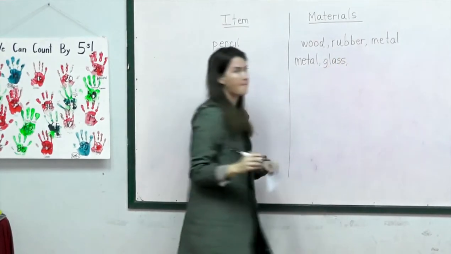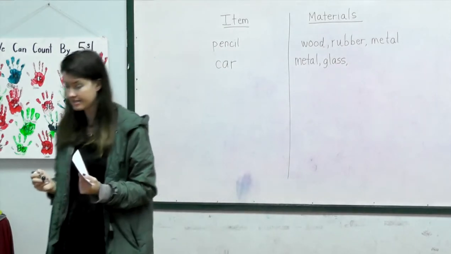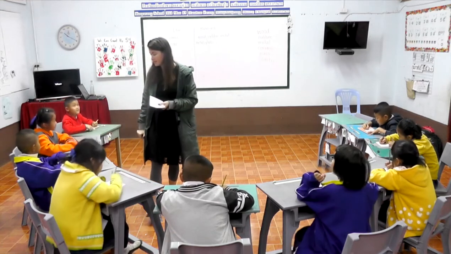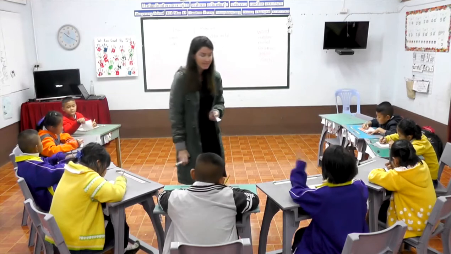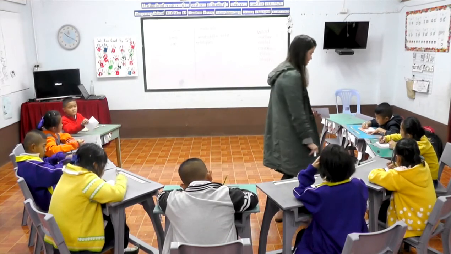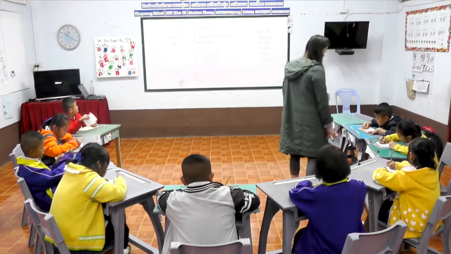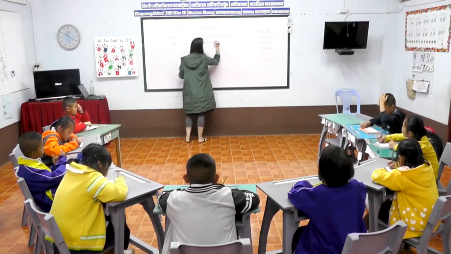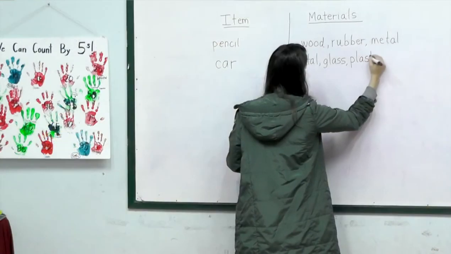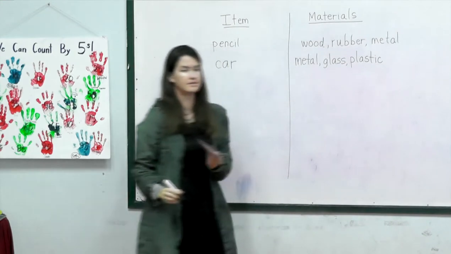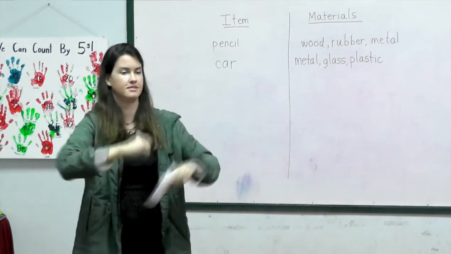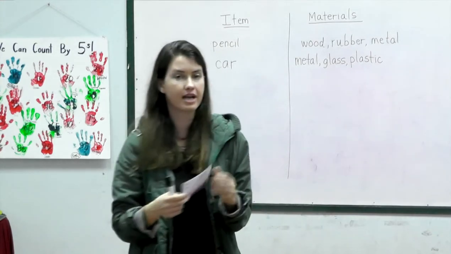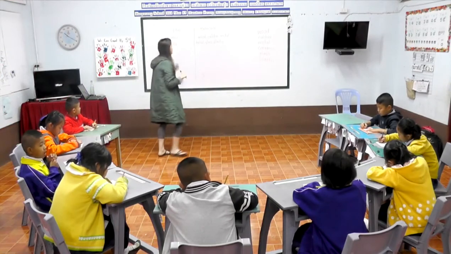You got metal, glass. Yep, you got it, bud. And glass and then plastic. It's got plastic. That's right. And then. Oh, rubber. Yeah, good. Rubber on the wheels. If you don't have enough room to write all 4, that's cool. Just choose 3 or 2 of them.